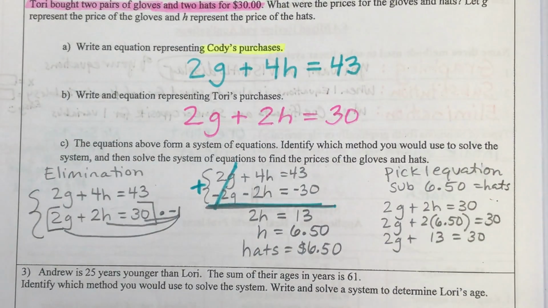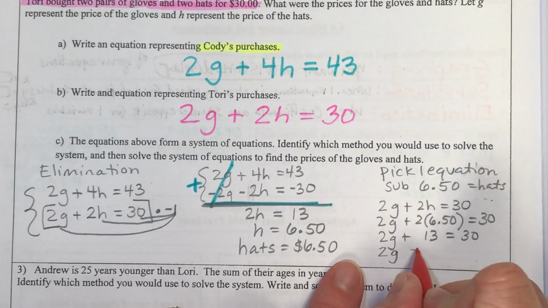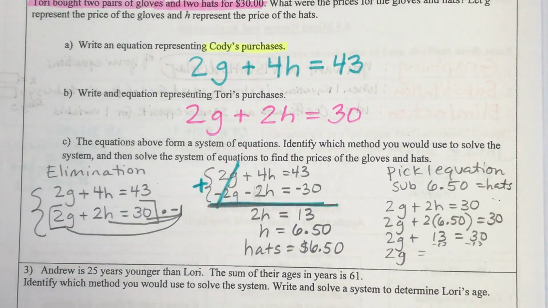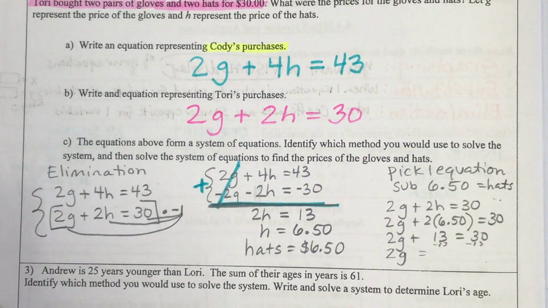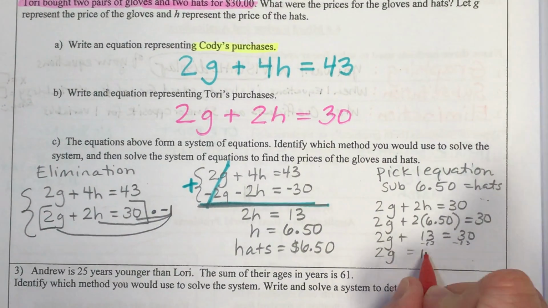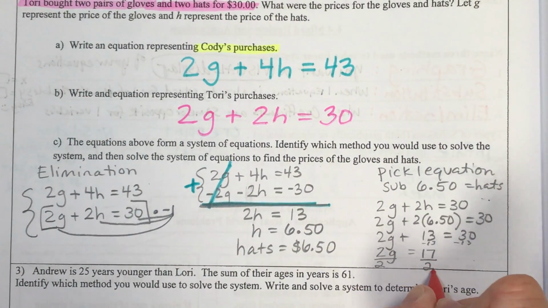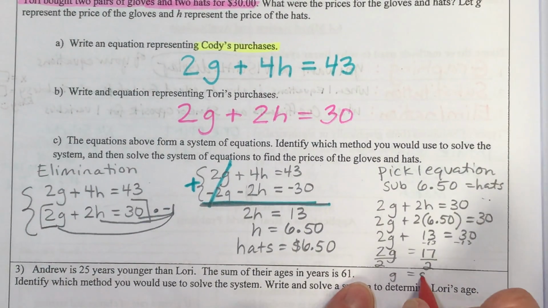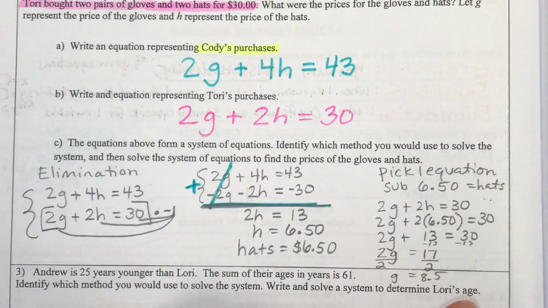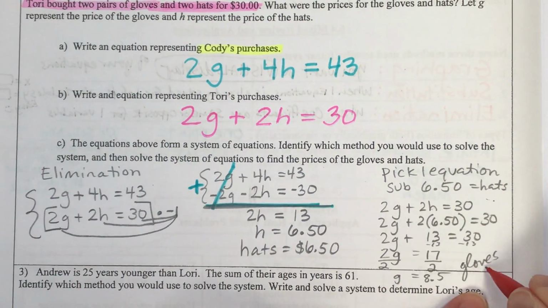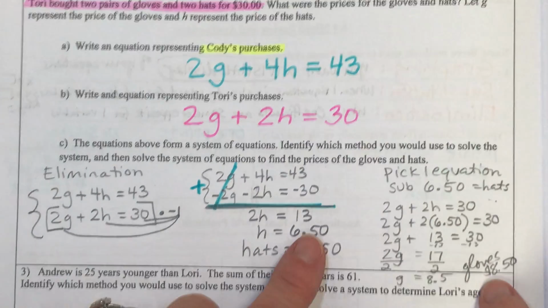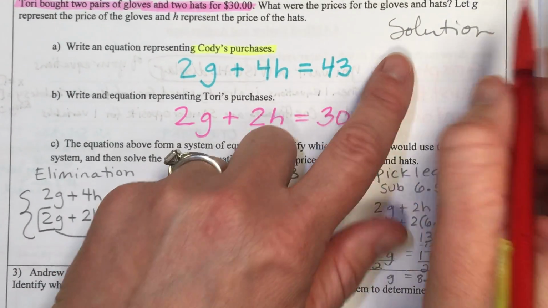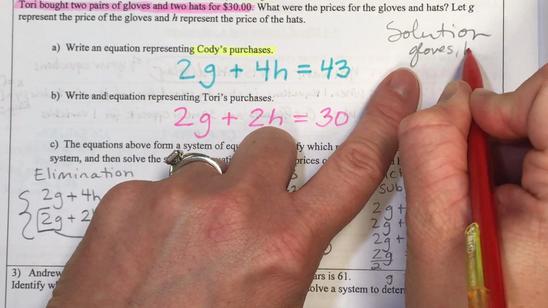And now let's solve for the G. 2G, if I subtract 13, 30 minus 13 is 17. And now I'm going to divide by 2. And my gloves, 17 divided by 2, gloves are 8.5 or $8.50. So I'm kind of running out of room here, so I'm going to put my solution here. And we had gloves and hats.